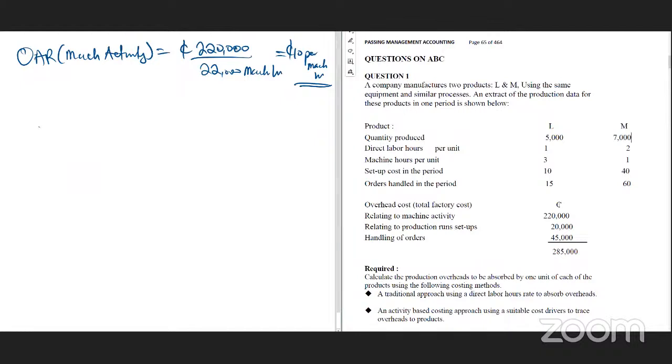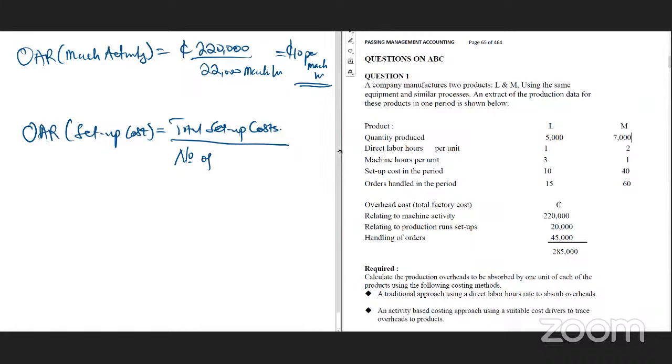Where's the next cost? Production setup, right? So we need OAR for setup cost, so the formula becomes total setup cost over setup cost in the period. It's supposed to be the number of setups. I think it was a typo. So over the number of setups in the period, right? So you write this, they mark it for you.